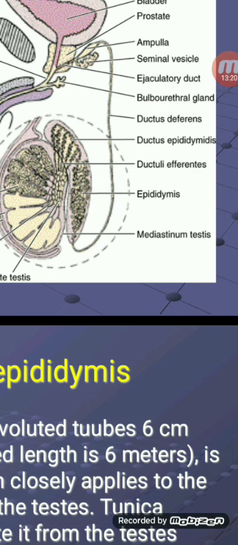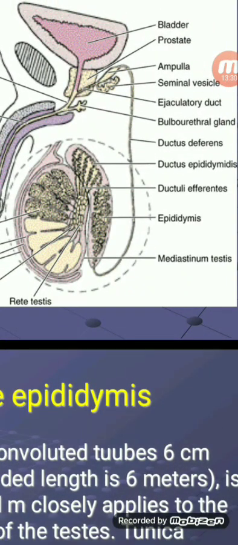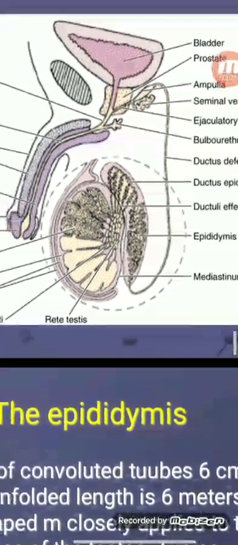Take a look at the bulbourethral glands around the urethra. Take a look at the ejaculatory duct. Take a look at the ampulla of the vas deferens, a dilatation of the vas deferens. Take a look at the urinary bladder.